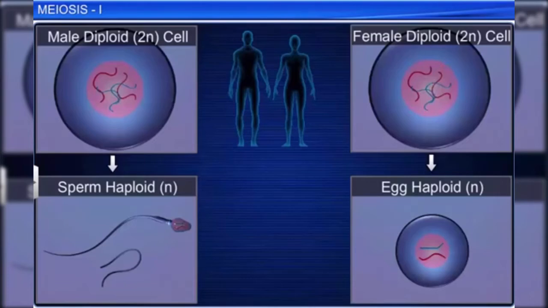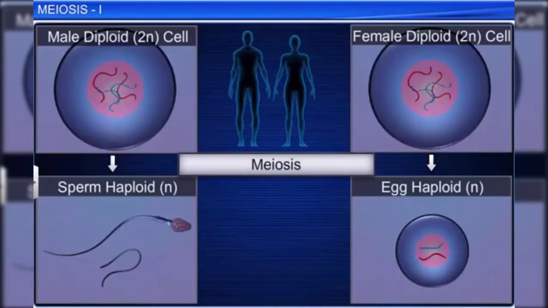In sexually reproducing organisms, meiosis results in the formation of sperm cells and egg cells.